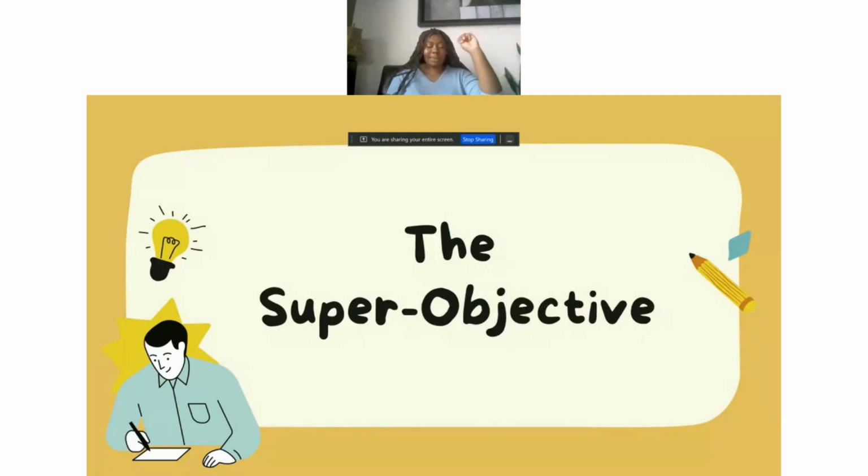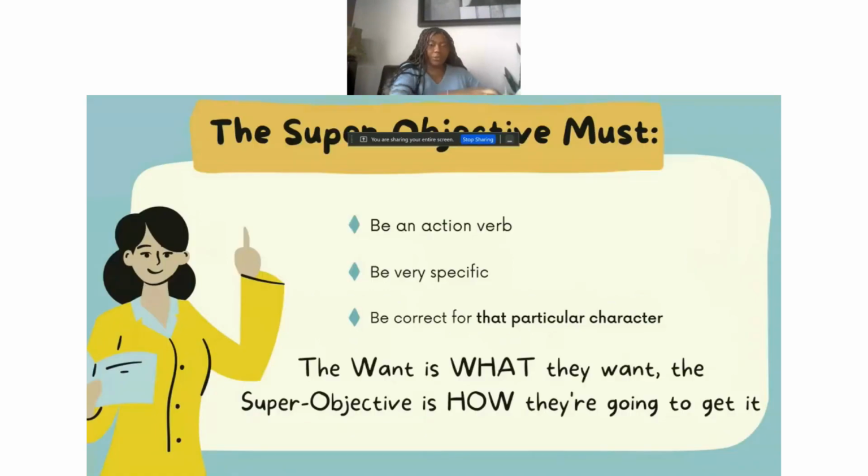But there's one missing piece, and this is something else that I basically made up as part of my proprietary framework because no one talks about it. And I think it's probably one of the most important parts of character development. And I call it the super objective. Don't bother looking it up because I made it up. It's a term I coined myself. And this is really going to change your approach to creating characters.